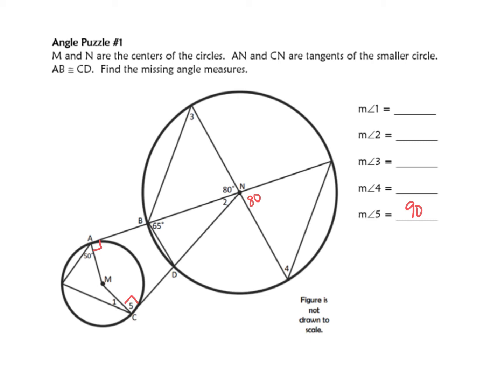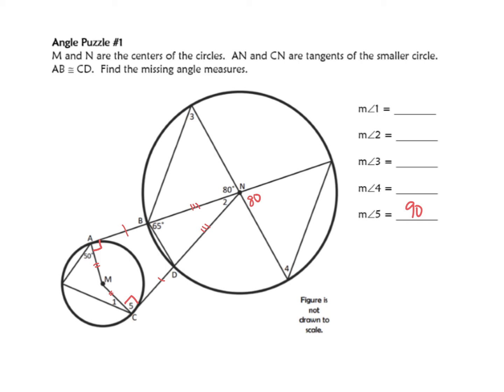AB is congruent to CD. So AB is congruent to CD. Okay, so actually we've created a kite because I know my radii are congruent here. And they're telling us that those segments are congruent, so then these also have to be congruent because they're radii. So we created one big kite there.